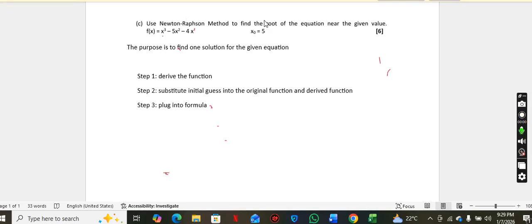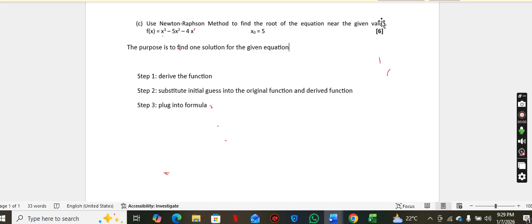The x value of the equation, where the equation crosses the x-axis. Okay, when you hear this word root, it's just where the graph of the equation is crossing the x-axis. Okay, so use the Newton-Raphson method to find the root of the equation near the given value.